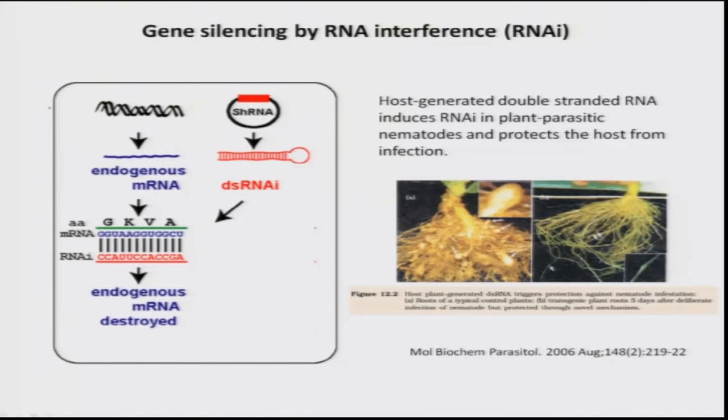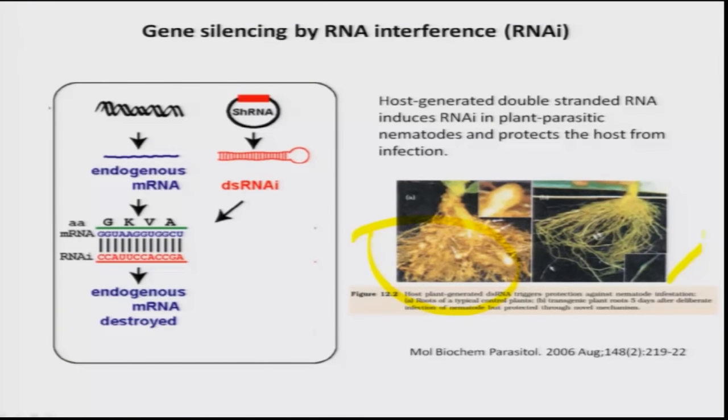What is shown here on the left side is a root of a plant which is heavily infested with the parasite. The parasite gets in and forms these nodules. As a result, the plant doesn't grow well, because of the infection. But if you make the plant produce double-stranded RNA for some of the genes that are critical for the development of the worm, the nematode, the parasite, then what happens?